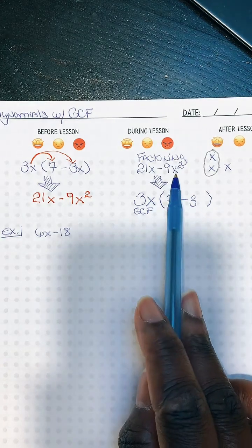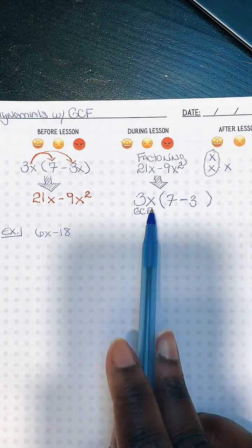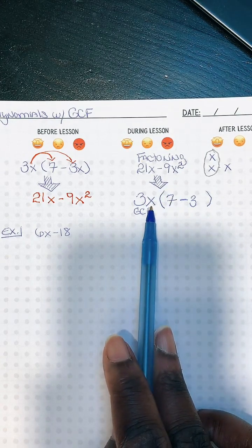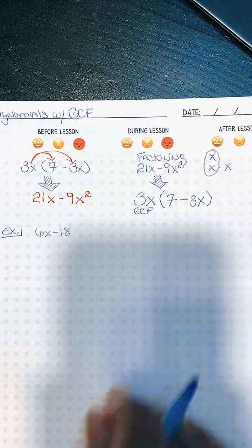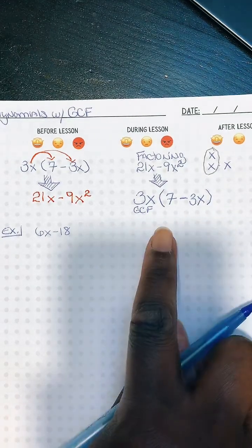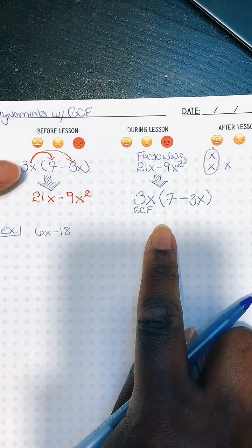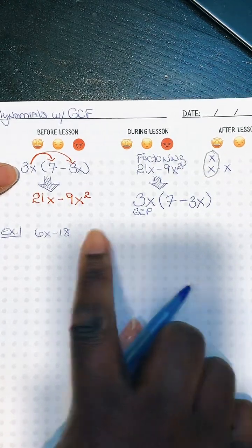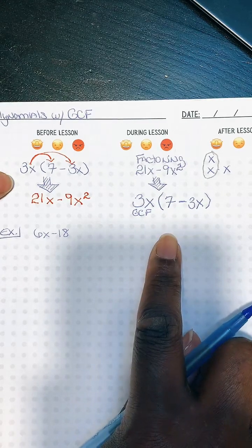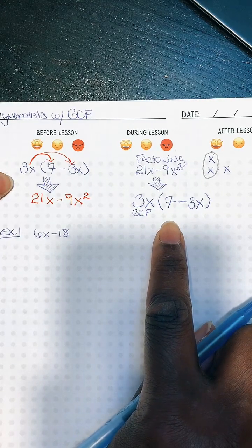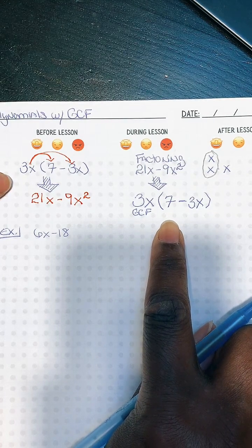I have 2 x's to start off with. I pull one of those x's out, which means I have 1 x left. Do you see how factoring is the opposite of the distributive property? It's just basically doing it in reverse.